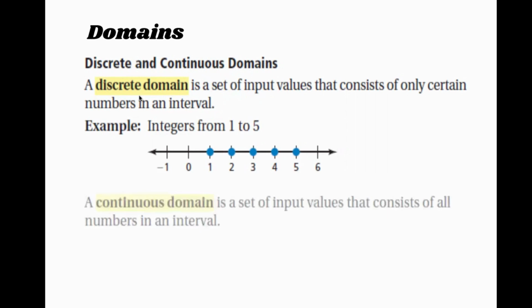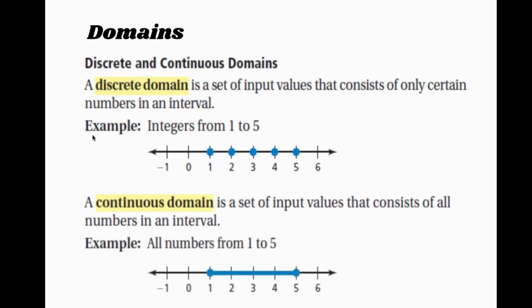However, a continuous domain is a set of input values that consists of all numbers in an interval. So if you were to say all numbers from 1 to 5, it would represent everything from 1 to 5 that's in between.